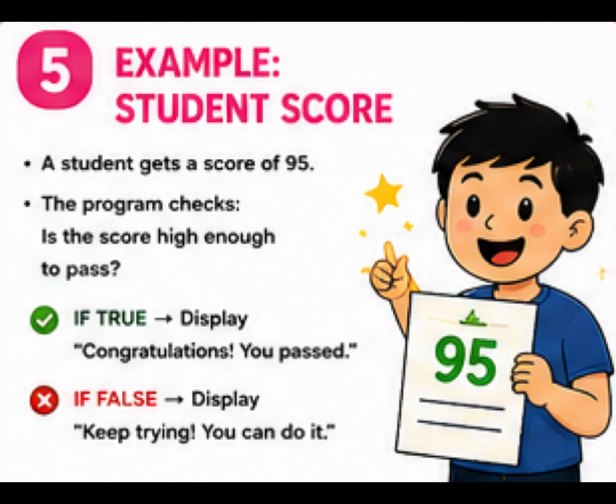Imagine a student receives a score of 95 on a test. A program could check whether the score is high enough to pass. If the condition is true, the program displays a success message. If the condition is false, it displays a different message. This is one of the simplest examples of a conditional statement.